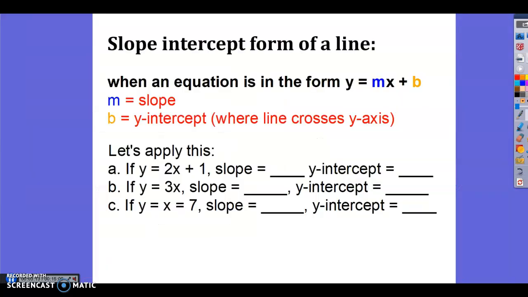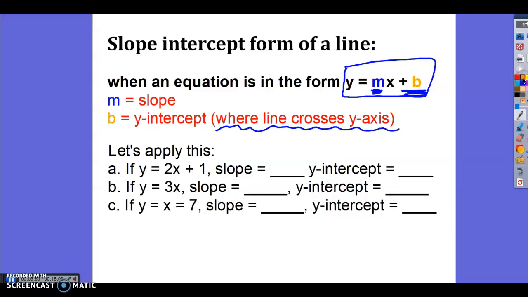Now let's look at another skill with slopes. Remember that we learned something called the slope-intercept form of a line. This was a way for us to be able to write an equation of a line when we only had two pieces of information, the slope and the y-intercept. That's all we need to be able to make an equation of a line. So when an equation is in this form, y equals mx plus b, the slope is the number in front of x. The y-intercept is that number on the end. Remember that the y-intercept just means where your line is crossing the y-axis.